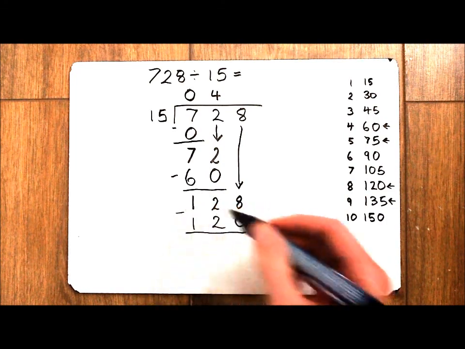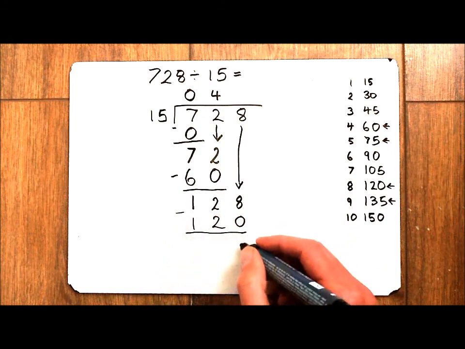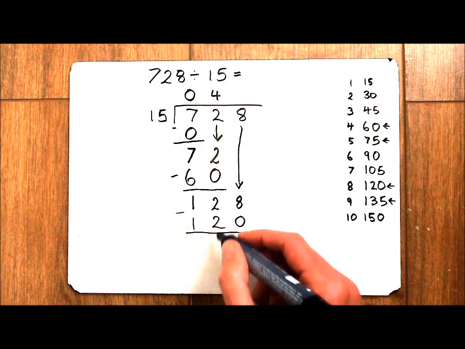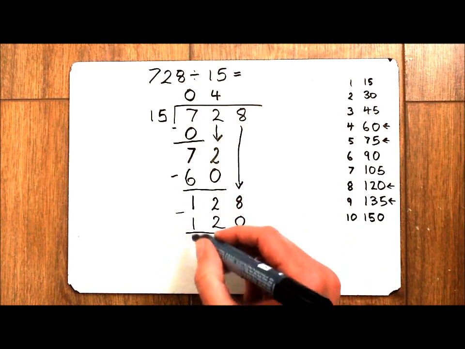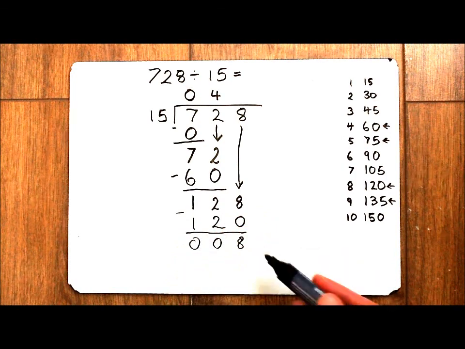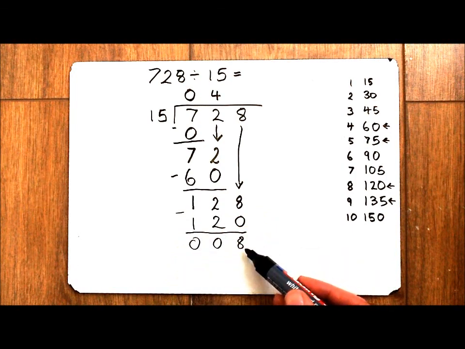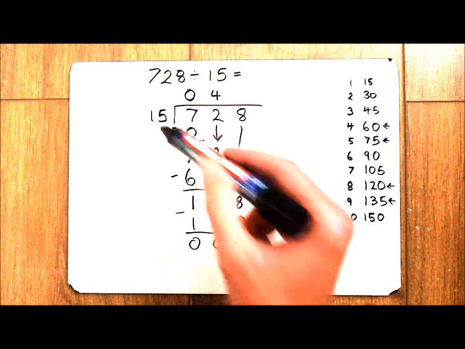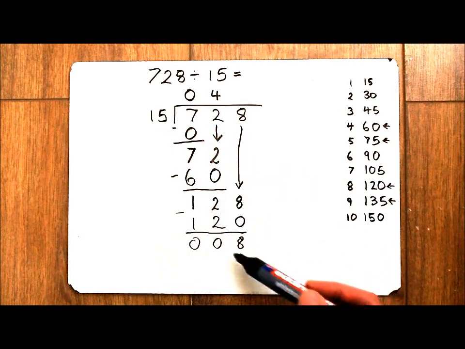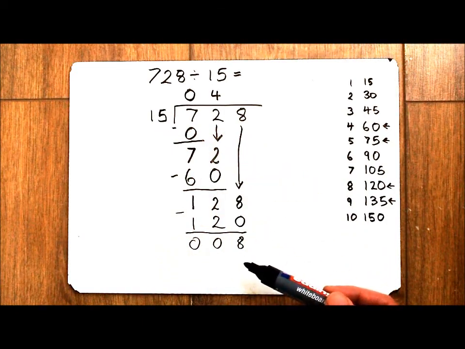Do a little takeaway sum. 8 take away 0 is 8. 2 take away 2 is 0. 1 take away 1 is 0. So I've still got 8 left. But I can't divide 15 by 8. So this here, this must be my remainder.